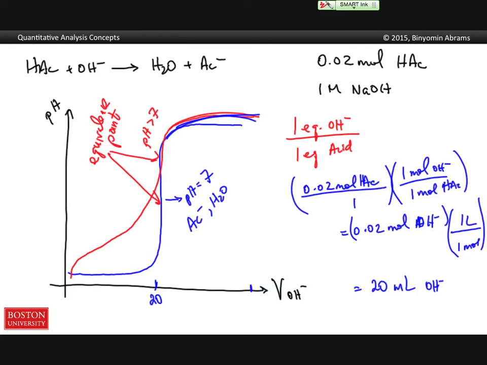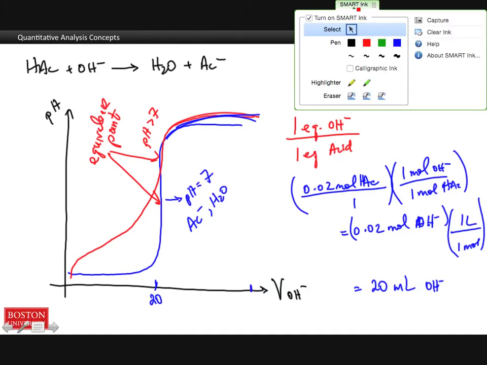The question now is polyprotic acids. Unlike a monoprotic acid, a polyprotic acid has 2 acidic protons. So let's use the example of sulfuric acid. And once we've titrated fully one of the protons, we're left with something interesting. We're left with something that is both an acid and a base.